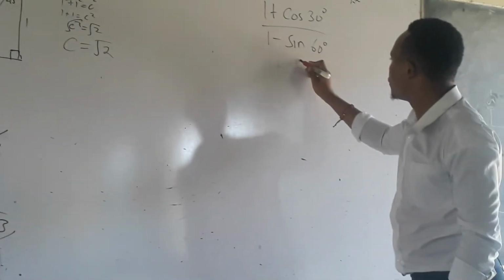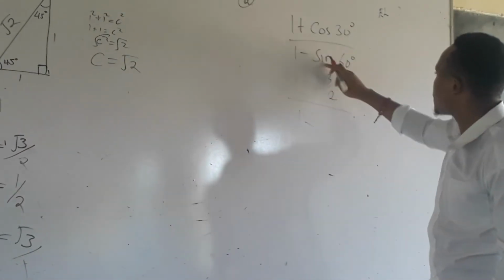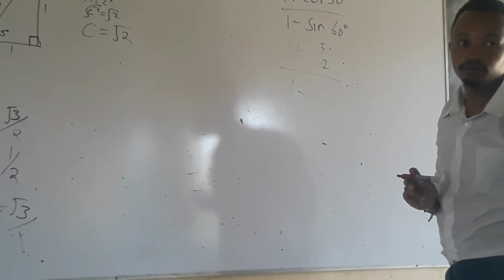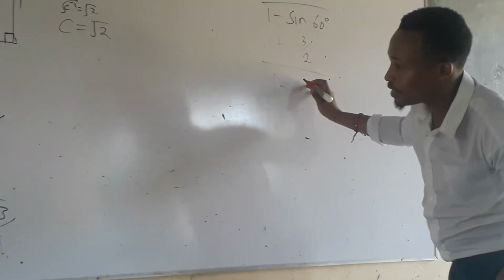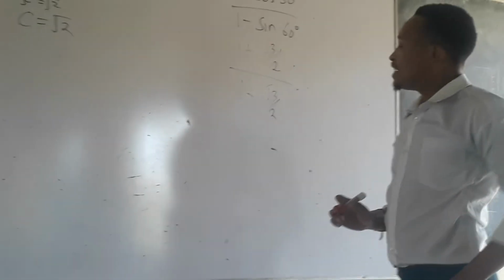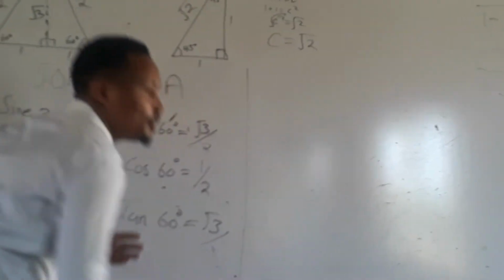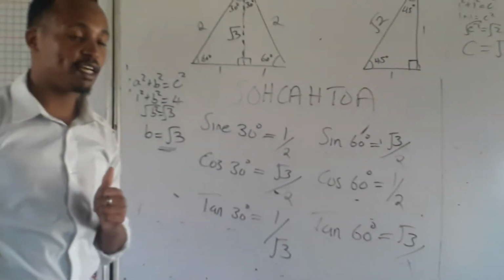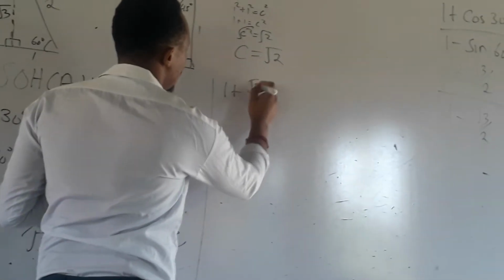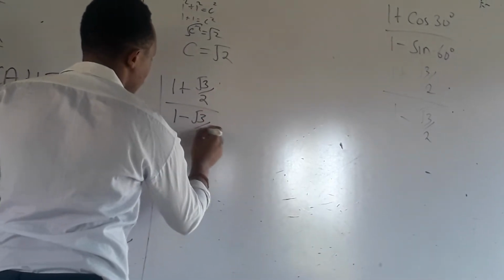Root 3 over 2, over sin 60, which is what? Sin 60 is root 3 over 2. Now, this takes you back to something that is called rationalizing. You know something called rationalizing. Now, you have 1 plus root 3 over 2, over 1 minus root 3 over 2.